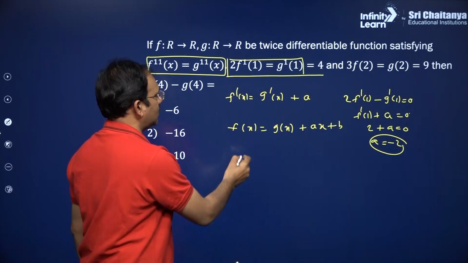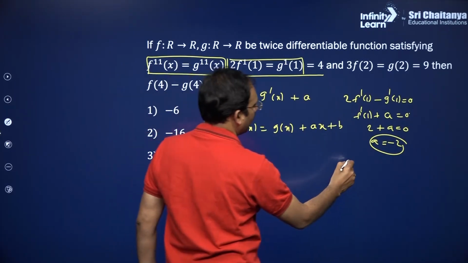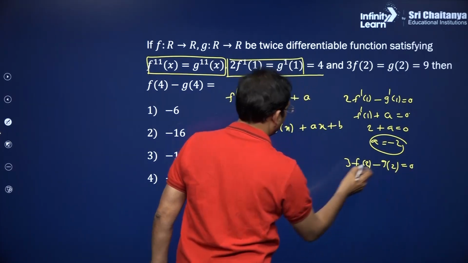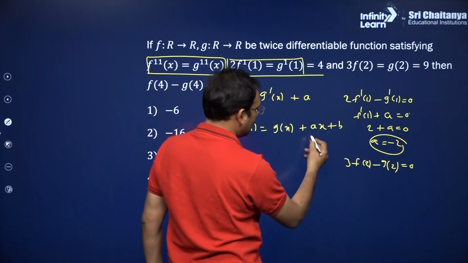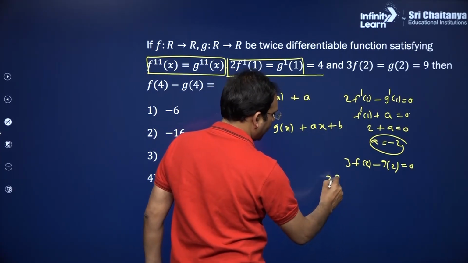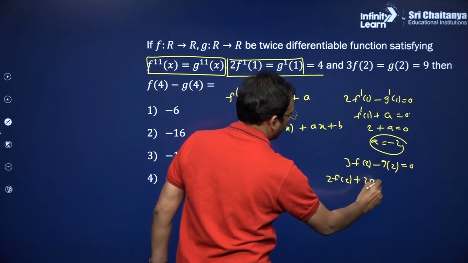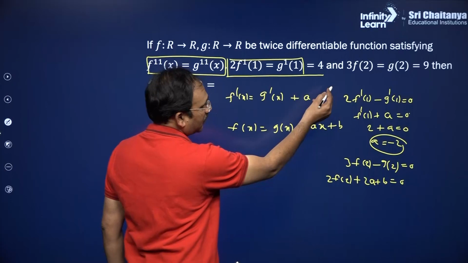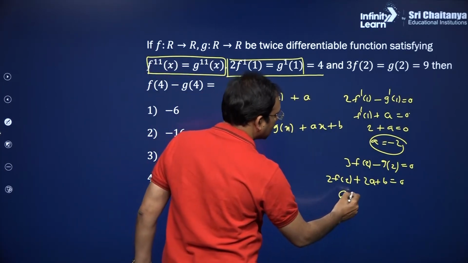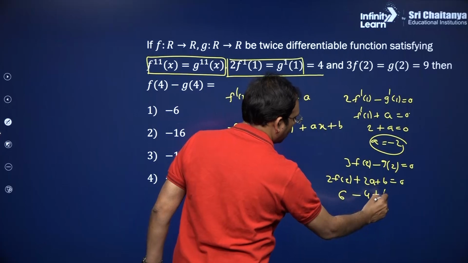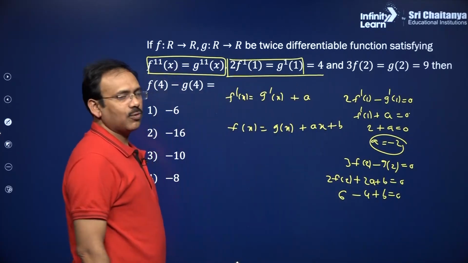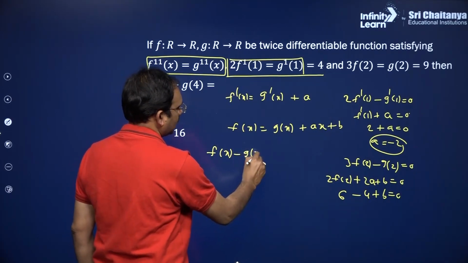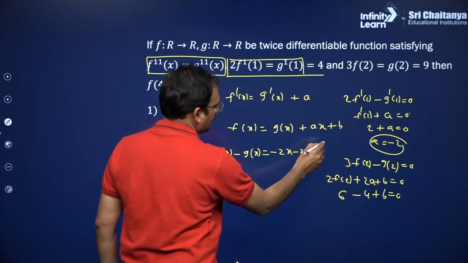In the same way, my dear friends, if you put 2 here, 3 f of 2 minus g of 2 equal to 0, but f of 2 minus g of 2 is 2a plus b. This is 2 f of 2 plus 2a plus b is equal to 0. A is already minus 2, my dear friends. F of 2 is 3, this is 6 plus 2a is going to be minus 4 plus b equal to 0. B is also going to be minus 2, my dear friends. So, f of x minus g of x is equal to minus 2x minus 2.